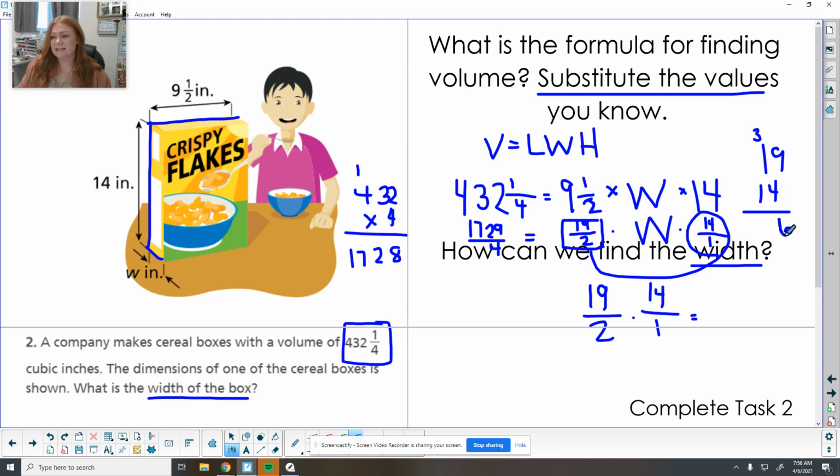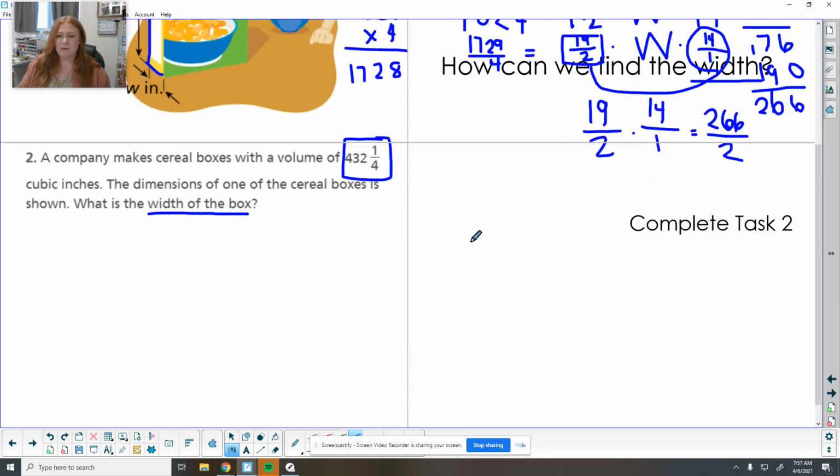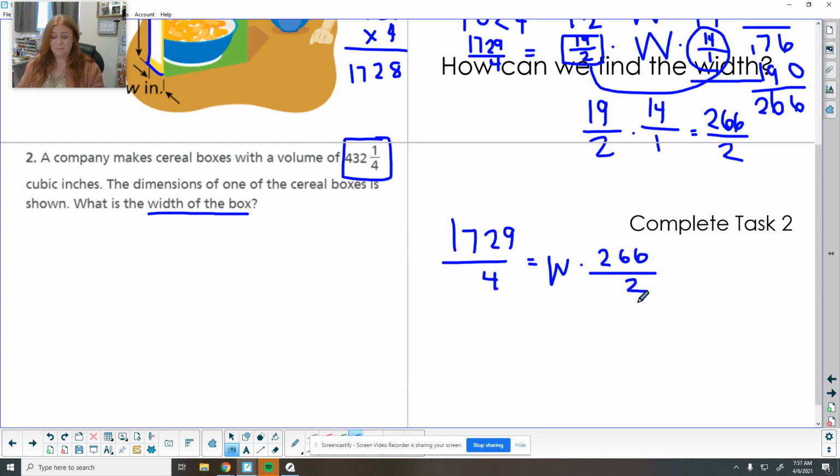So here's 36, 4, 5, 6, 7, placeholder 9, 1. So here's 6, 16, and 2. So we've got 266 over 2. So our problem now looks like 1,729 over 4 equals W times 266 over 2. So we need to get this to the other side here.